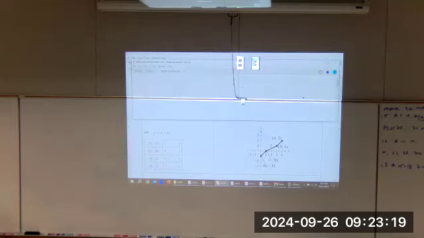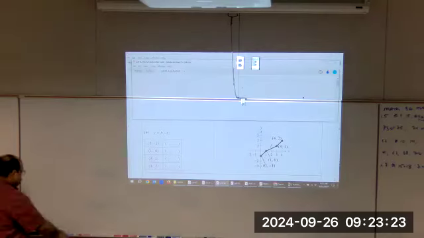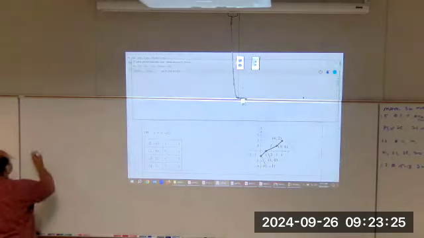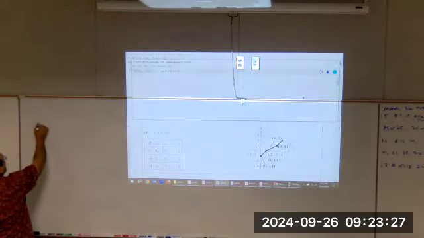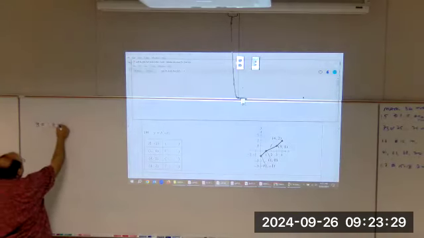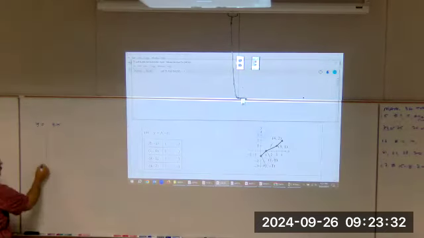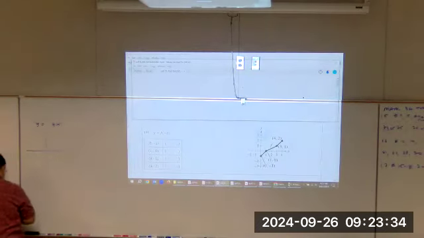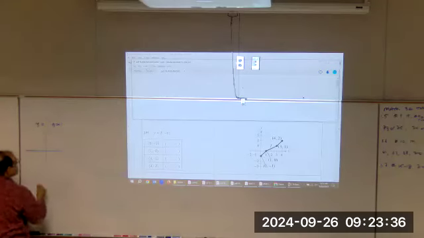But let's just talk about it. This is what you do know. So let's just say you have y equals g of x, and that picture looks like this. G of x is this.